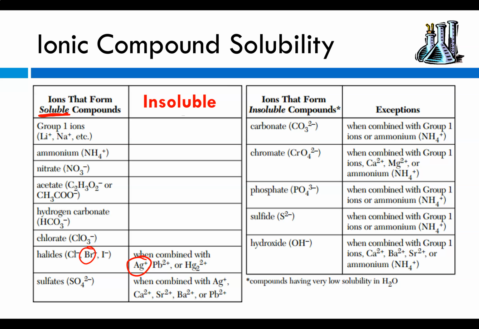If we take a look at the right side of the table, we look at anions that are going to form insoluble compounds. So for example, carbonates tend not to dissolve in water. Our exceptions on this side, I call them slightly soluble. So if I take a group 1 ion and combine it with carbonate, for example, sodium carbonate, and I try to dissolve that in water, it will dissolve. So just hopefully remember how to use this table. Let's do a couple of practice problems to make sure we've got the hang of it.